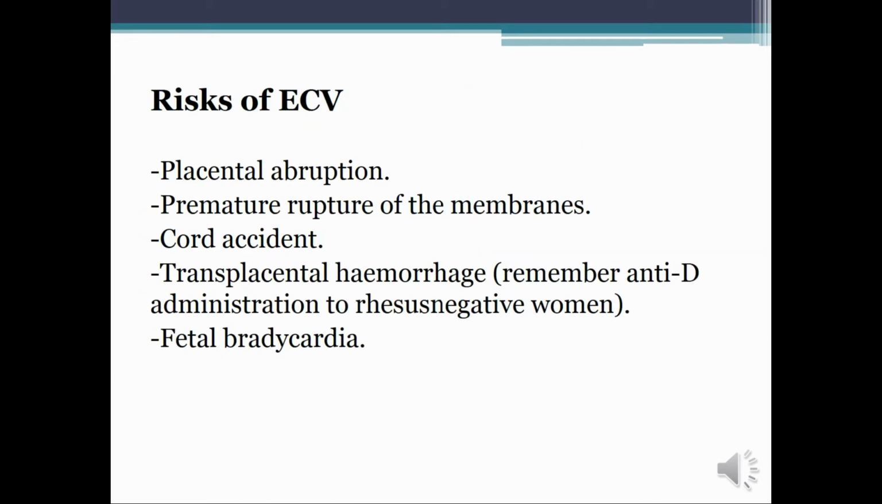What are the risks of external cephalic version, or the complications: placental abruption, premature rupture of the membranes, cord accident, transplacental hemorrhage. You must remember the anti-D administration to rhesus negative women, fetal bradycardia.